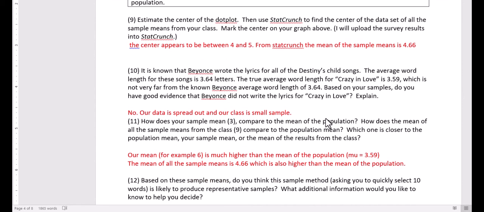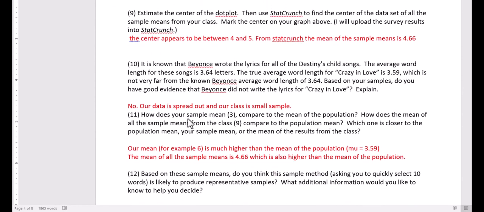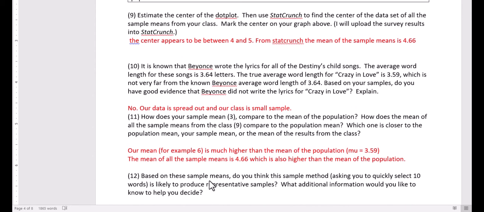So what was your sample mean? Here, our mean from example 6. I'm looking at our sample means, the mean of the sample means is 4.66 and mu is 3.59. So this is higher. Based on these sample means, do you think this sample method of asking you to quickly select 10 words is likely to produce representative samples? No, right? We seem to be pretty far away from the mean. So what would you have liked to know to help you decide? What extra information would you have liked?